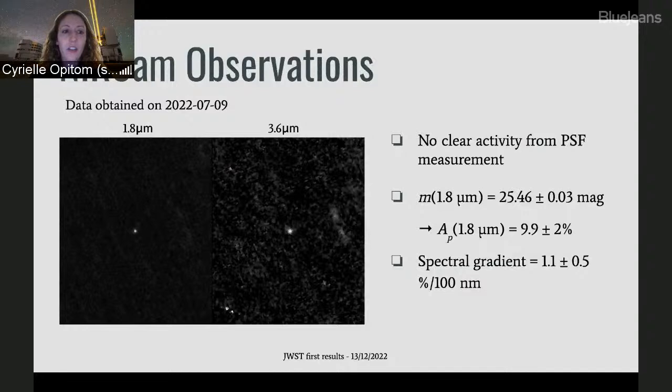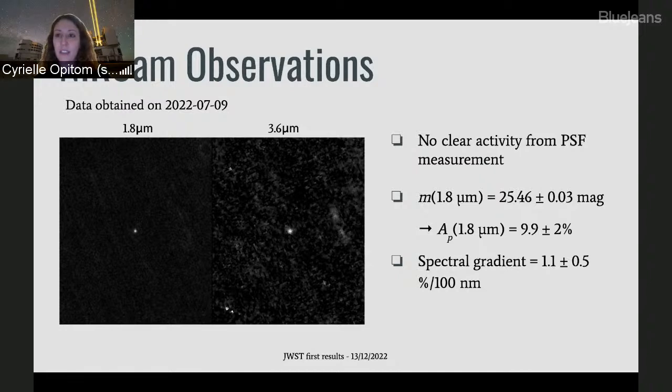The NIRCam observations were performed in July 2022, so relatively early on. And over there you can see images at 1.8 and 3.6 microns. The preliminary analysis we've done on these data is that there's no clear activity detected from the PSF measurements. However, we need to refine this analysis still. So we measured the brightness of Comet Hale-Bopp and, more importantly, its albedo, and found that it was relatively consistent from these preliminary measurements.